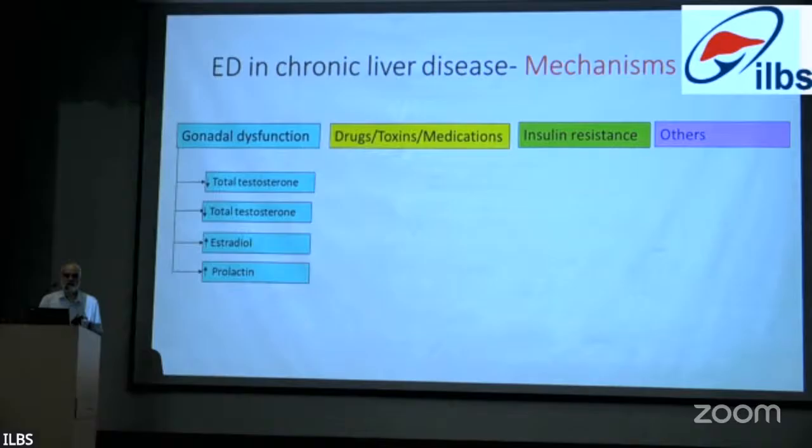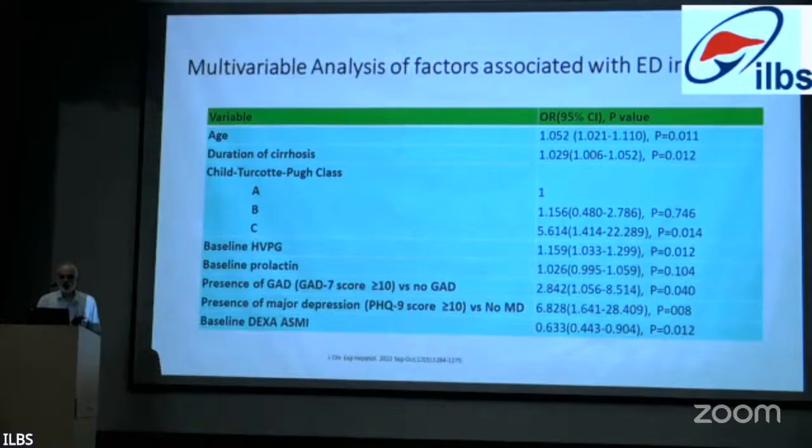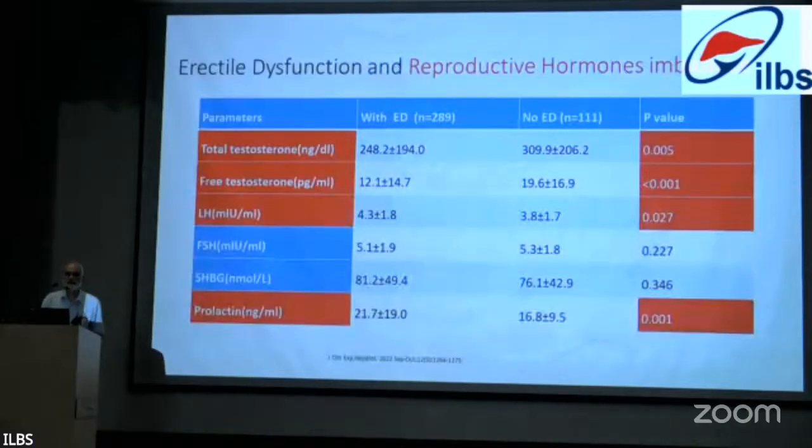Now, what are the mechanisms? We have gonadal dysfunction, decreased testosterone, decreased free testosterone, increased estradiol, increased prolactin, drugs, toxins, medications, insulin resistance. We'll discuss one by one. So in this study done at ILBS, with multivariable analysis, it was found that total testosterone was low, free testosterone was low, LH was higher, and prolactin was higher among patients with erectile dysfunction. So hormonal imbalance also plays a role.